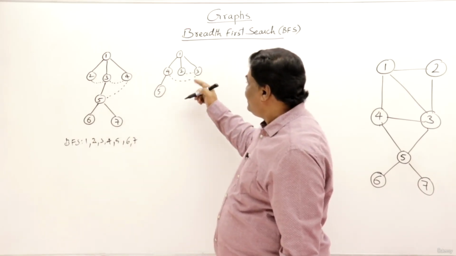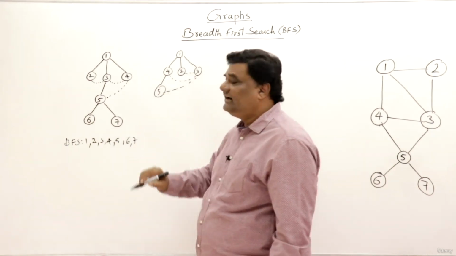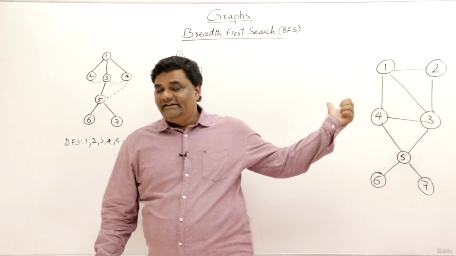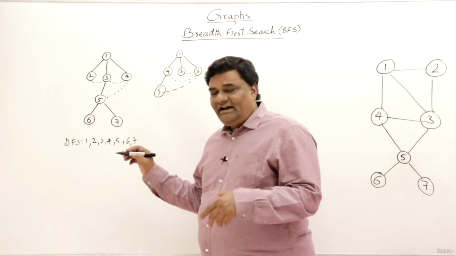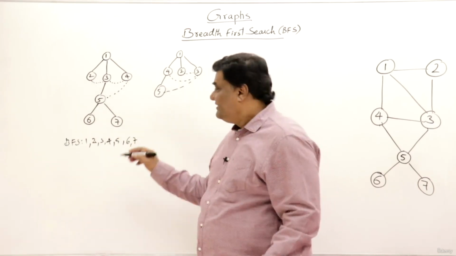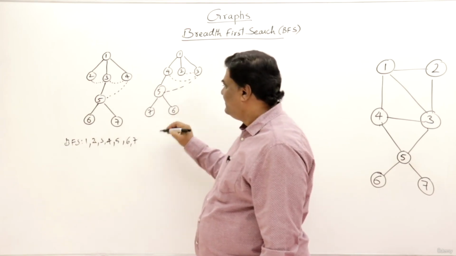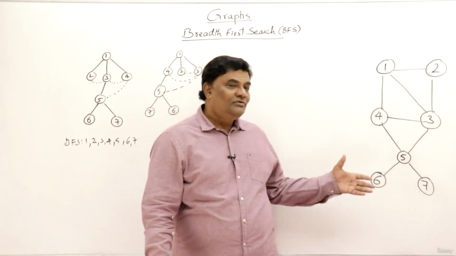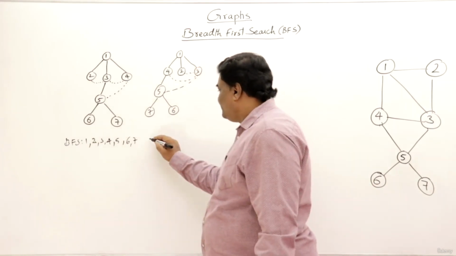Then next is 3. Who is adjacent to 3? 4, which is already there, and 5 is already there. I'll draw a dotted edge. Then next for 5, who are adjacent? 6 and 7. So do I have to take them in the same order, 6 and 7, or can I change the order? You can change the order. So I will take first 7, then 6. Then from 7 and 6, there are no other edges. That's all. Then what is the level order of this one?